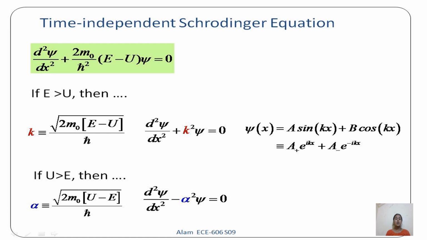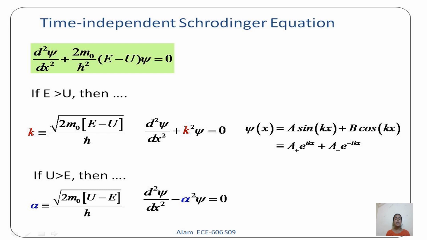Time independent Schrodinger's equation: d²ψ/dx² + (2m₀/ħ²)(E − U)ψ = 0. If E is greater than U, then k = √(2m₀(E − U))/ħ, and d²ψ/dx² + k²ψ = 0. ψ(x) = A sin kx + B cos kx, or equivalently ψ(x) = A e^(ikx) + B e^(−ikx).